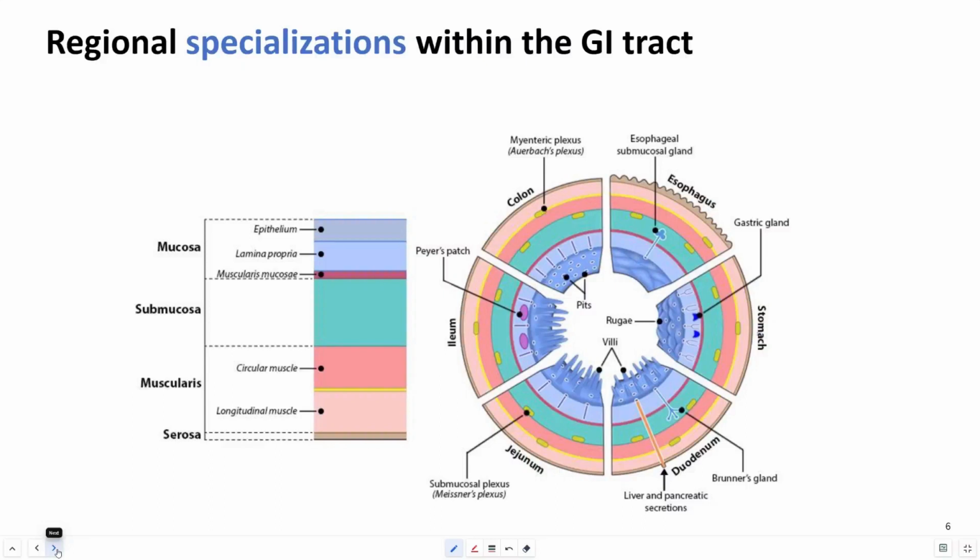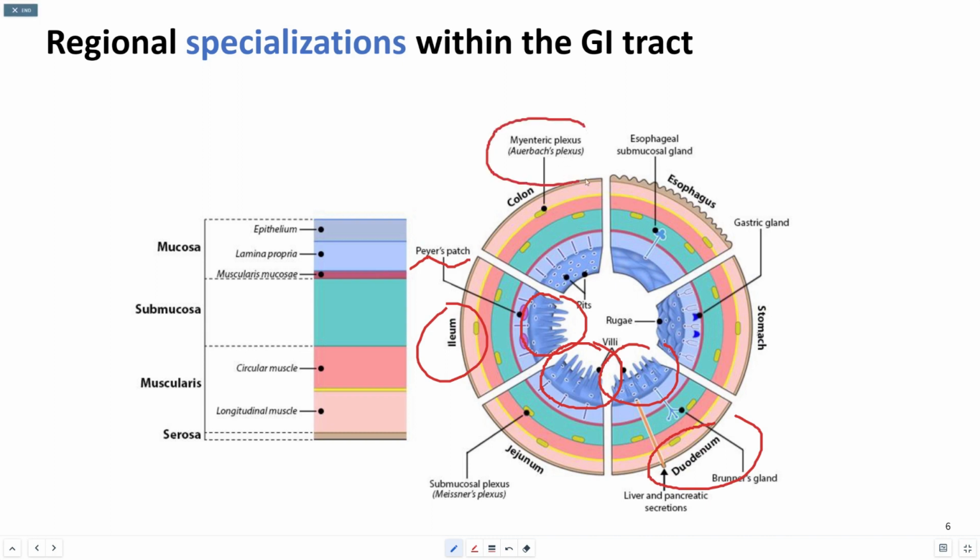Over here shows you some specialization of the lumen. Inside the small intestine, the duodenum has these extended villi. The second part of the small intestine is called the jejunum, and the third part is called the ileum, and all three parts are going to have these extended hair-like projections called villi. The ileum contains a Peyer's patch, which is an immune-based set of cells called the MALT. MALT stands for mucosa-associated lymphatic tissue. The colon is going to contain the myenteric plexus, also known as Auerbach's plexus. The esophagus is going to contain the esophageal mucosal glands. And the stomach will contain gastric glands that secrete acid.